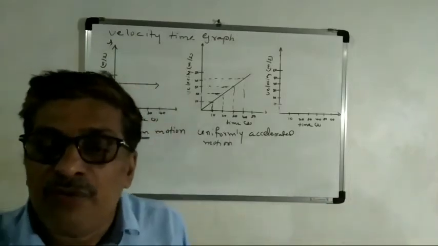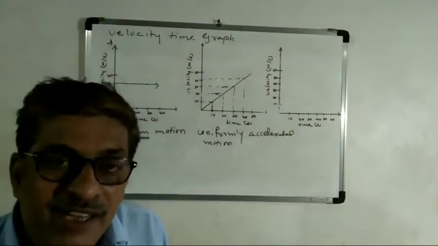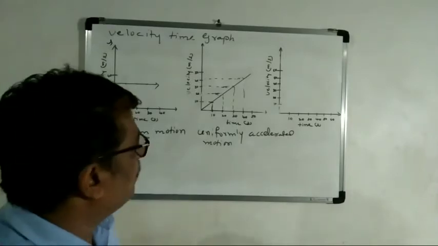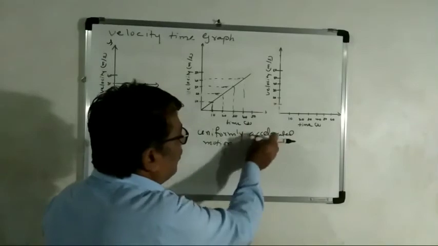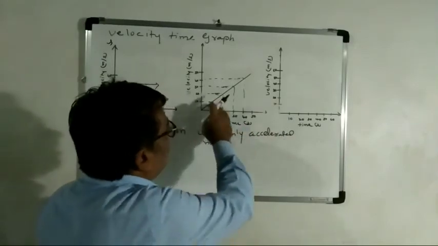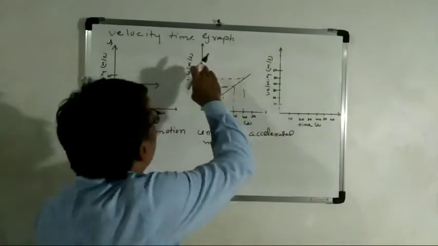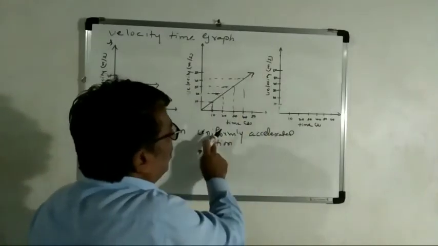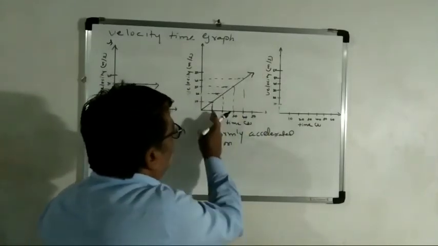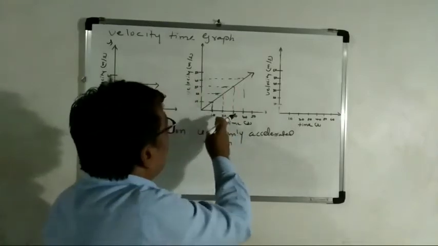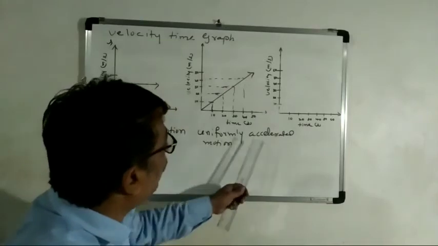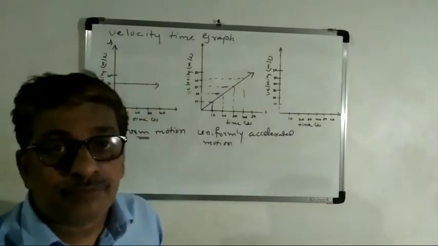Okay. Uniformly accelerated motion. What is acceleration? Change in velocity per unit time. So acceleration means change in velocity per unit time. Whenever you get a straight line in a velocity time graph, that is nothing but uniformly accelerated motion. In every equal time, there are equal changes, so there is uniformly accelerated motion.